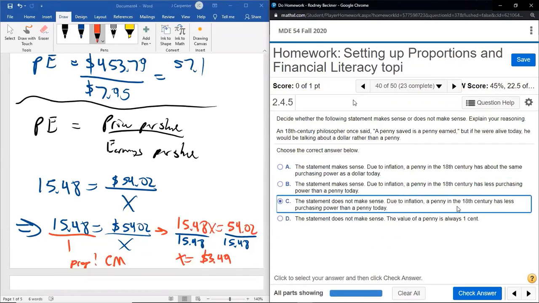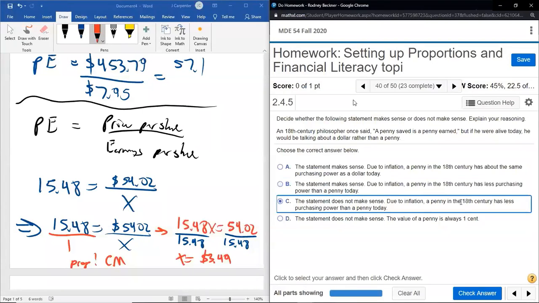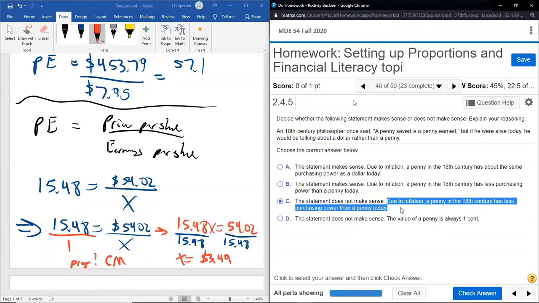So that penny in the 18th century got you a loaf of bread. The penny now gets you nothing. So let's go back and read that again. Due to inflation, a penny has less purchasing power than a penny today? No, it actually has more. So this statement is flip-flopped. Due to inflation, a penny in the 18th century should have more purchasing power than a penny does today. So those statements are actually very wrong. All right, the statement does not make sense.